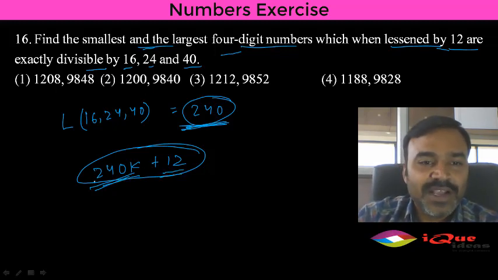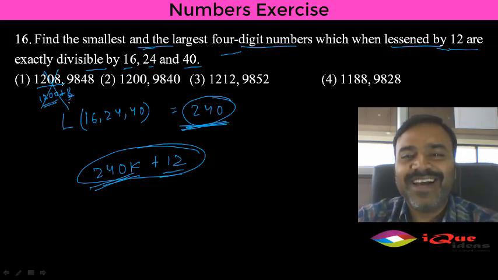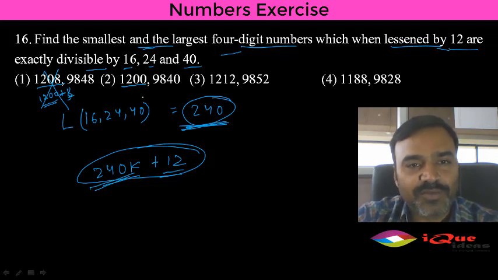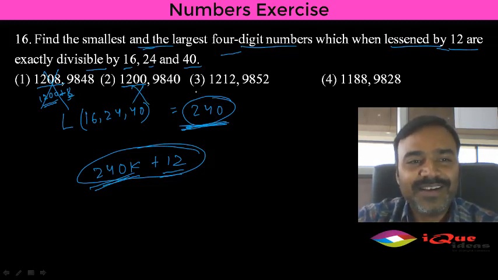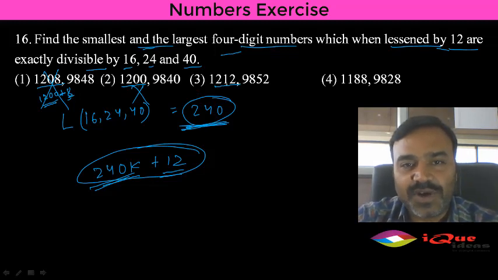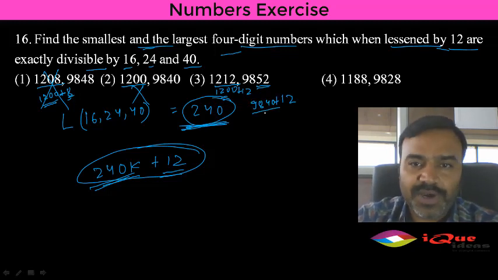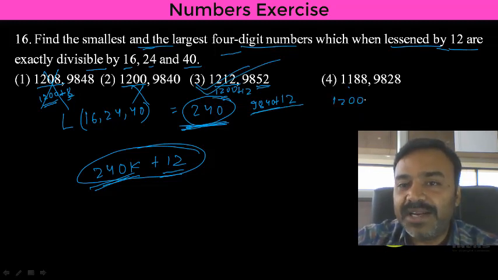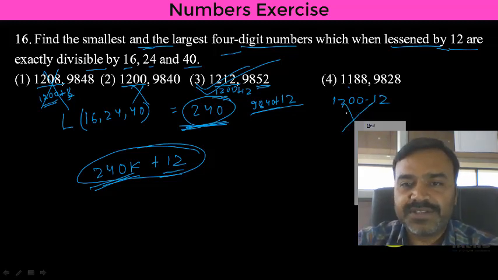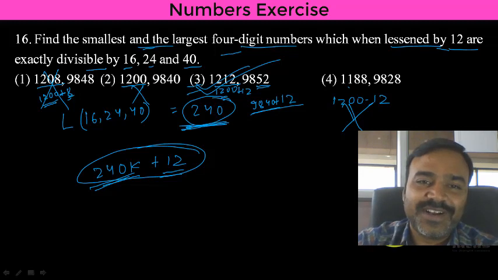So look at the options first of all. Like 1208 is 1200 plus 8. 1200 is divisible by 240. So instead of 8, it should have been 12. So first option is wrong. Second option, 1200 is divisible by 240. There is no scope of 12. So this is also wrong. So these two options are anyways eliminated. Next one seems to be right because it is 1200 plus 12, and 1200 is a multiple of 240. What about 9852? If you subtract 12, you will get 9840. Is it divisible by 240? 240 times 41 is 9840. Yes, this is divisible. So this is the correct answer. 1188 is 1200 minus 12, so this does not fit our criteria. So this is anyways wrong. So third option is the correct one.